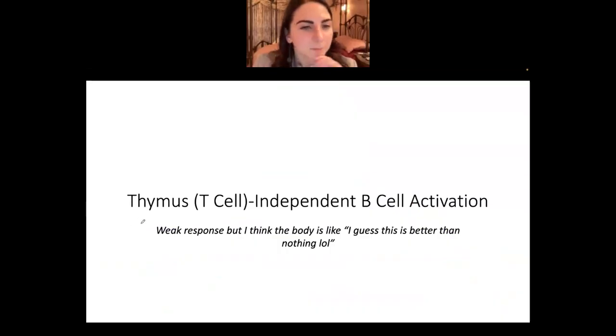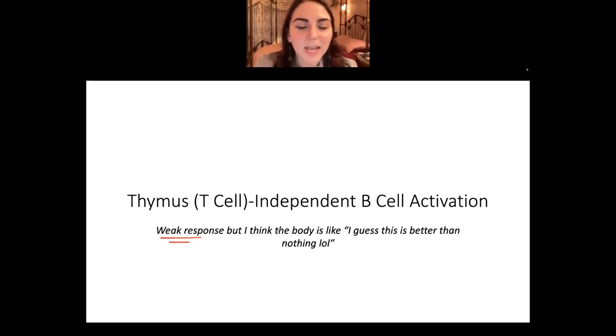So that's T-dependent. T-independent is very quick. It's basically, how does a B cell get activated without a T cell? And this is back to that question, when do you ever get IgM? When do you ever just get IgM getting released? This is when you only get IgM getting released. And we'll talk about that. So this is obviously a weak response because the T cell's not telling the B cell what it needs.